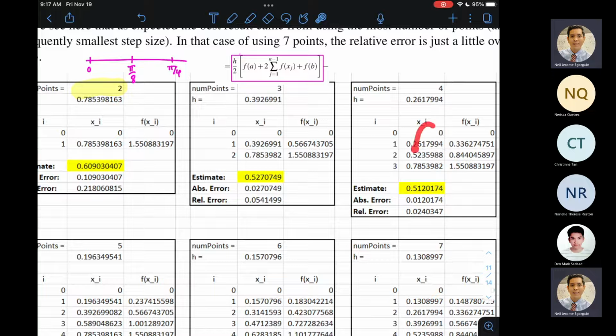Okay? Ito yung mga function values ng mga x's. Apply the composite trapezoidal rule. You'll get an estimate with error around 2.40%. Okay. Now again, this is still in agreement to the theoretical convergence kasi ano nakita natin dito? So yung step size ngayon ay sort of parang na-divide by 3 kasi from 0.78 naging 0.26.